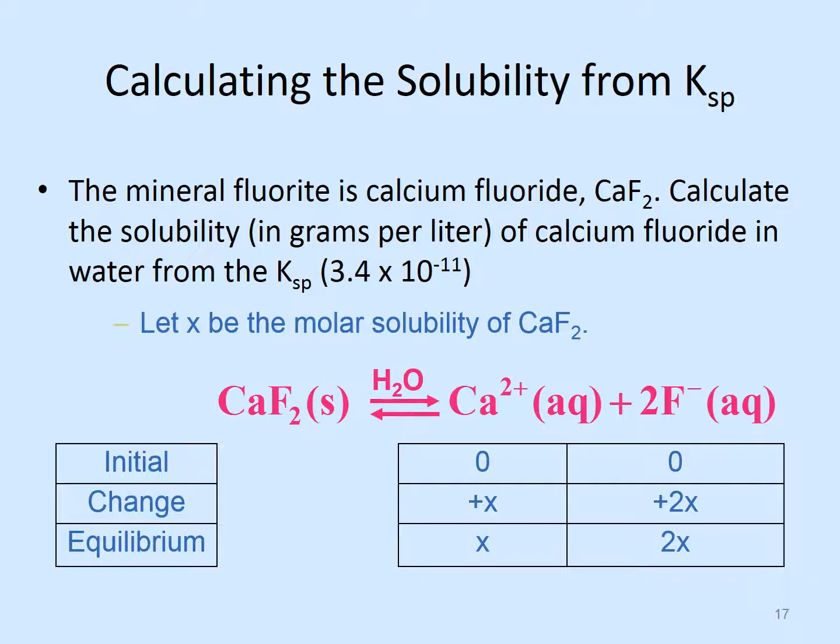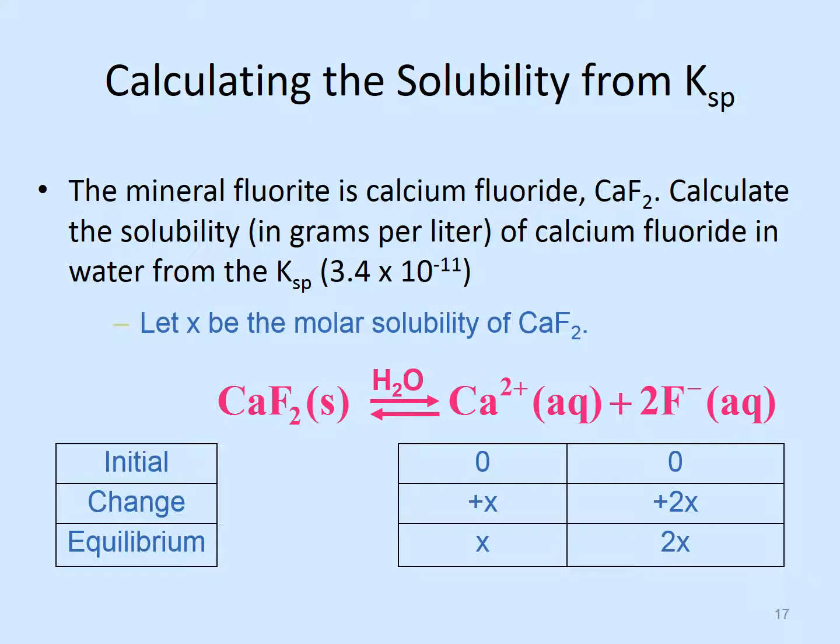Okay, so again, let X be the molar solubility of calcium fluoride. That's what we're trying to find: how much of the calcium fluoride will dissolve. Sometimes on my ICE chart, I like to put a minus X under the calcium fluoride as well, because we know that that's what's breaking up. It doesn't get included in our expression, so sometimes it's not put there, but I like to put it there just to remind myself. That's what we're trying to find, how much of the calcium fluoride is going to break up.